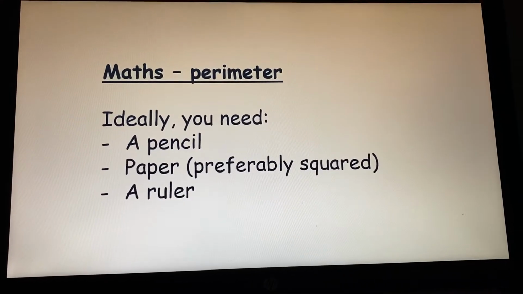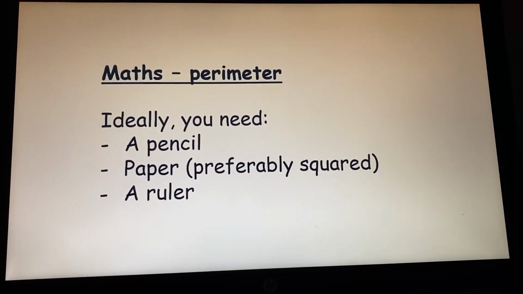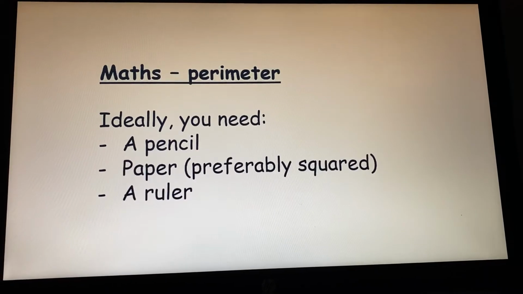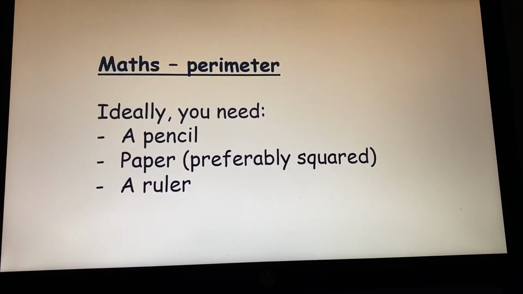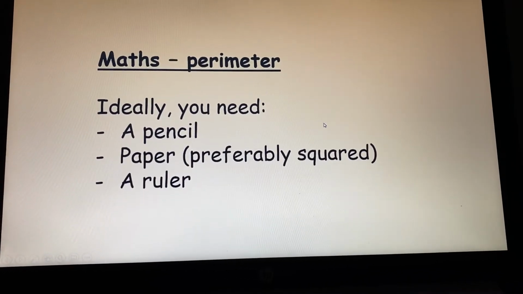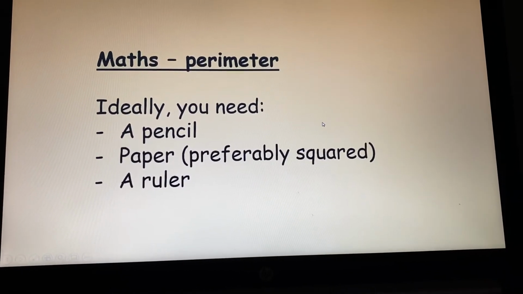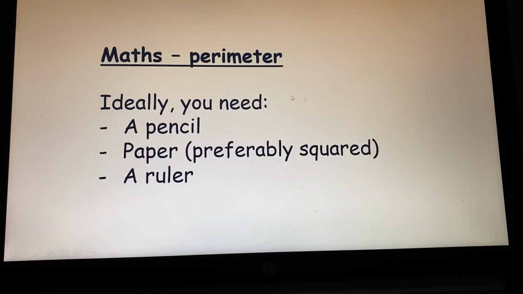So ideally you will currently have a pencil, a piece of paper and a ruler. If that paper was squared, that'd be great. If it isn't, then not to worry. Just a quick reminder, obviously you're watching a video, so you can pause whenever you need to, if you need to have a quick think about anything or if you need to go and get anything.